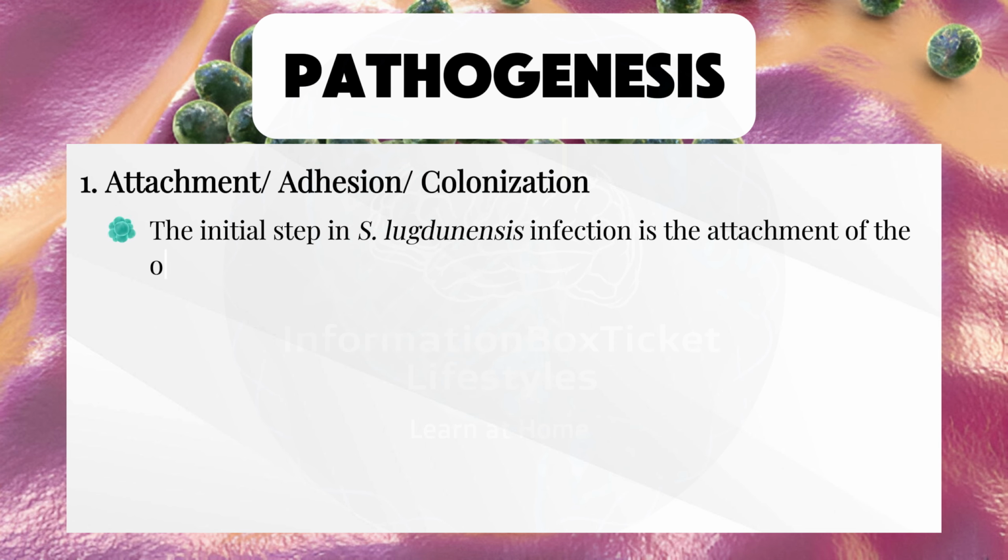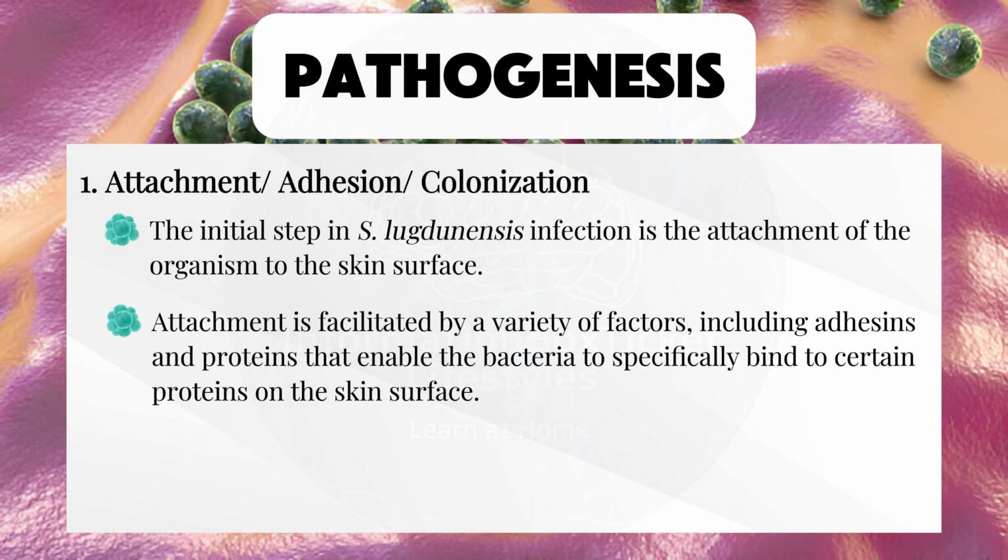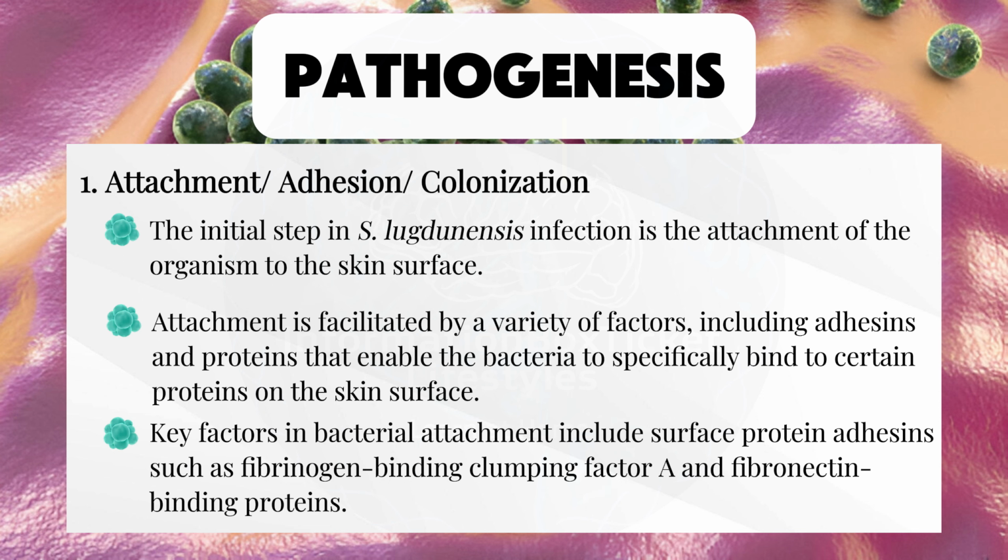Attachment, adhesion, colonization. The initial step in Staphylococcus lugdunensis infection is the attachment of the organism to the skin surface. Attachment is facilitated by a variety of factors, including adhesins and proteins that enable the bacteria to specifically bind to certain proteins on the skin's surface. Key factors in bacterial attachment include surface protein adhesins, such as fibrinogen-binding clumping factor A and fibronectin-binding proteins.